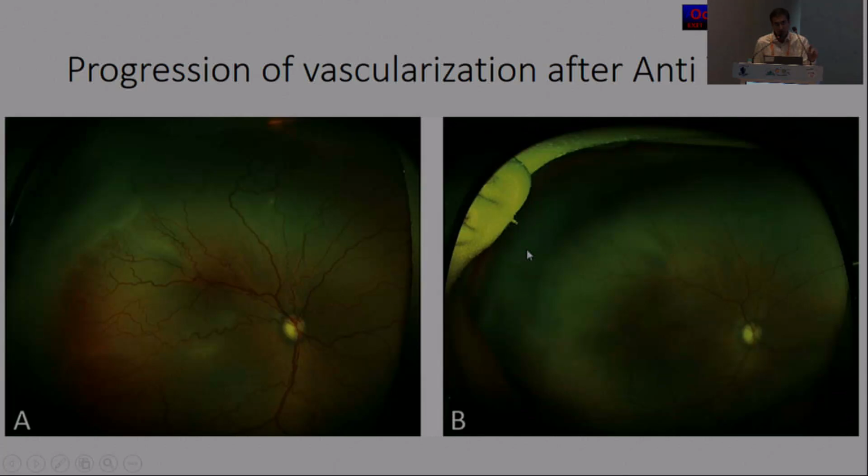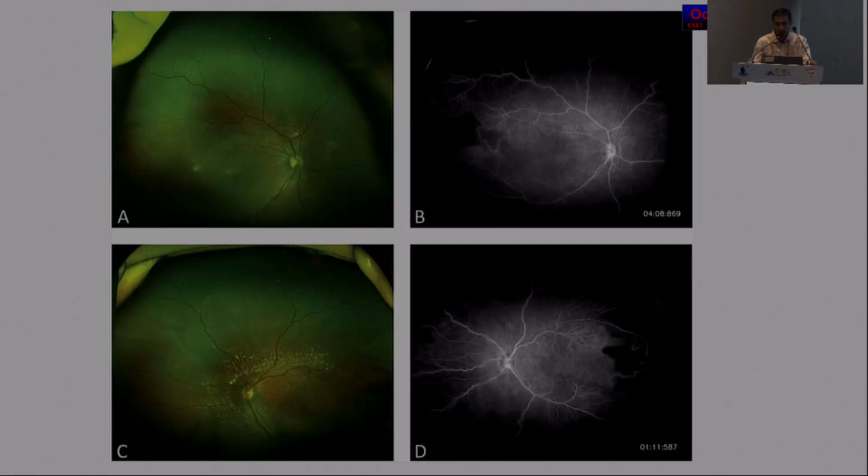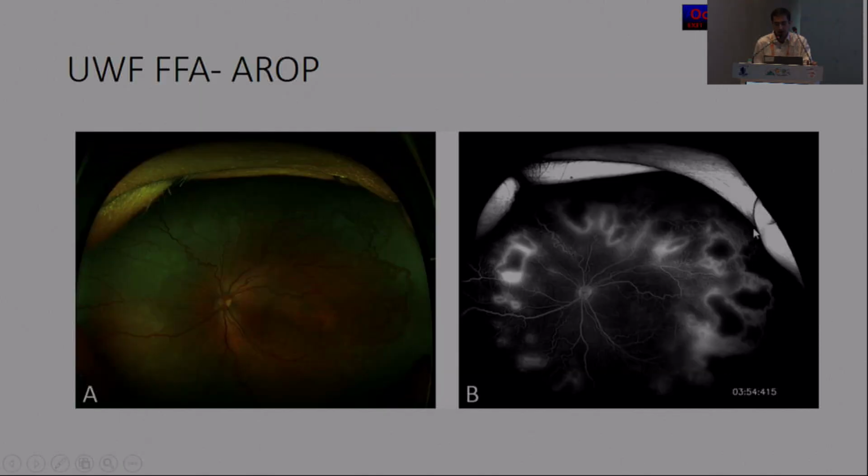Optos gives a 200-degree view, unlike the RetCam which gives a 130-degree view. This is underutilized but can be used in babies who have been given anti-VEGF. We can see the avascular areas here, we can see the aggressive ROP and various neovascularization, and the ischemic areas, the non-perfusion areas in the periphery. So the point to be noted here is that FFA can give a guide for targeted laser in babies with ROP who have been given anti-VEGF.